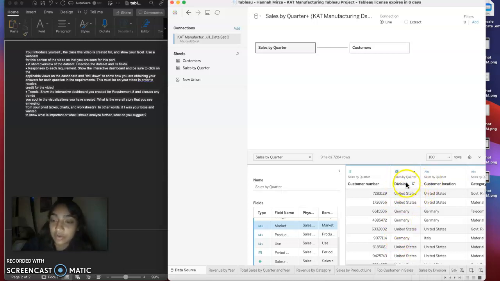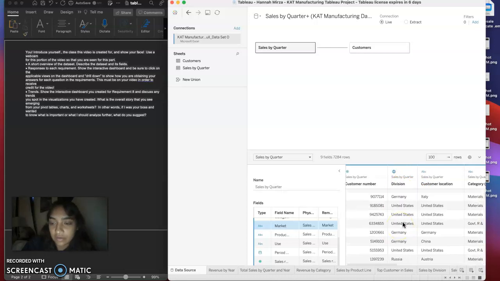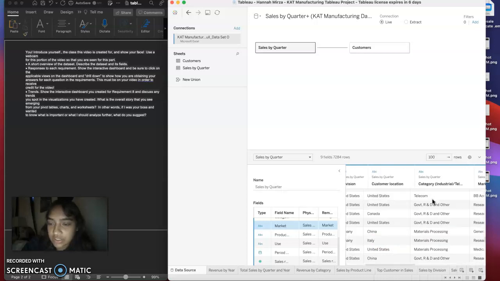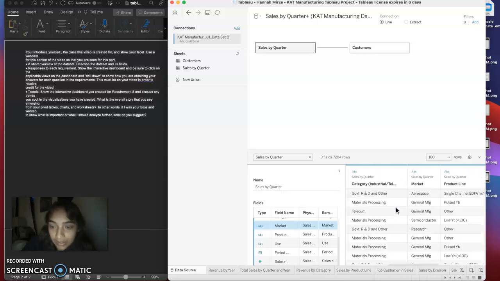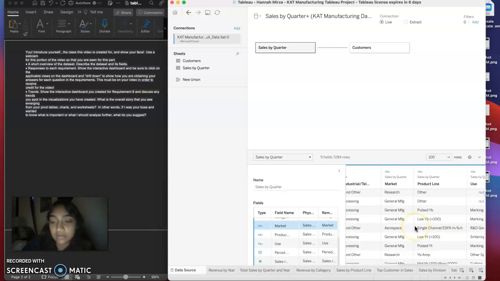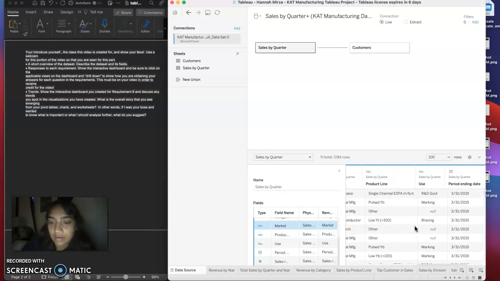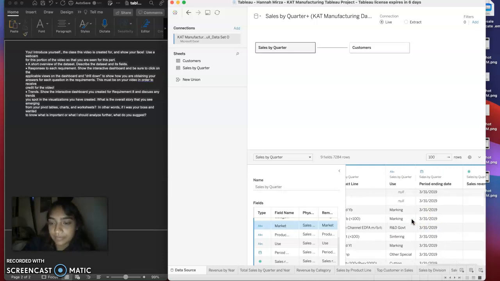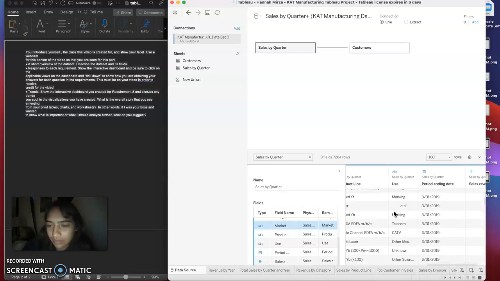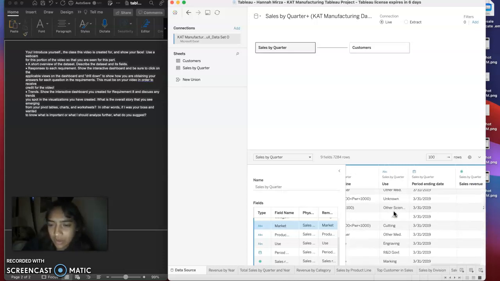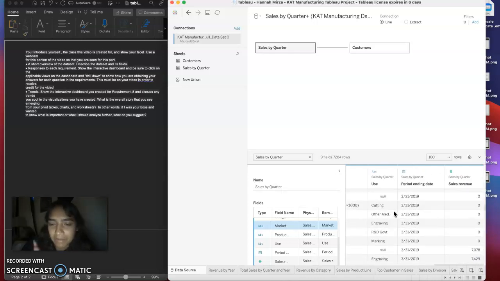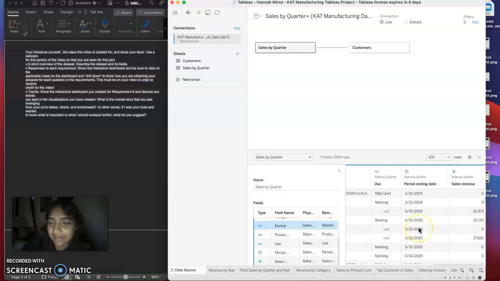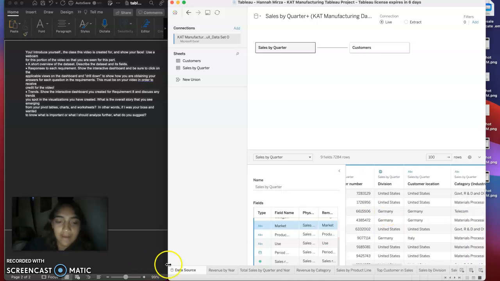Division is where the sales are, sales by quarter, I'm sorry. Sales by quarters in which division the sales are. It's separated into fours. Customer location is the country. Which category, there's a few different categories, what kind of market it's under, aerospace, research, etc. The product line, there's different kinds of products under this manufacturing company. The use, I think the most common to us as students is probably, actually I don't think anyone will really know, probably like marking or cutting, engraving. It's not really going to make any sense to us, but the period end date, and sales revenue, like I said. So it's really cool how you can see a little bit about everything.